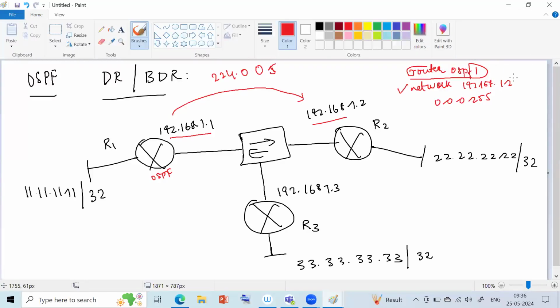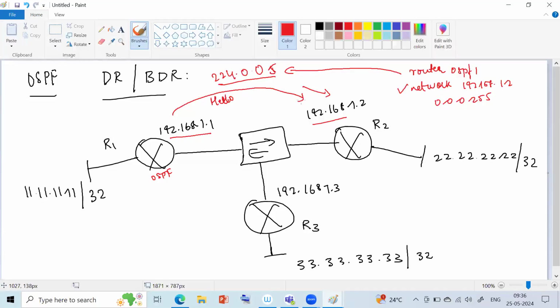Okay. All the OSPF configured routers. How do you say they are OSPF configured? By this particular command. Any router configured with this command, router OSPF 1, is known as OSPF configured router. This particular router will be able to hear all the messages on this address. So the hello message that is sent by R1 to this address will be heard by this router.